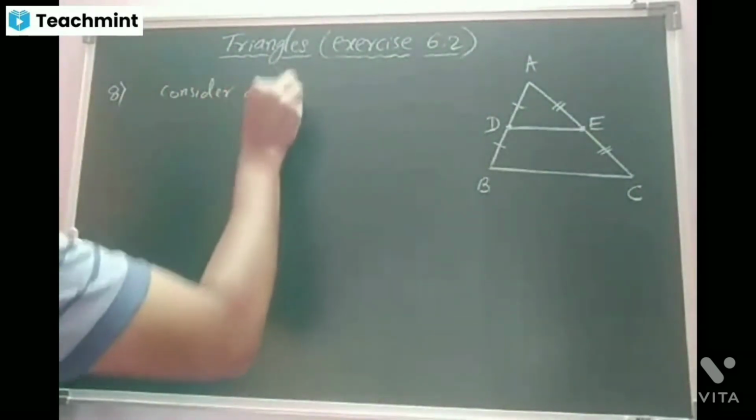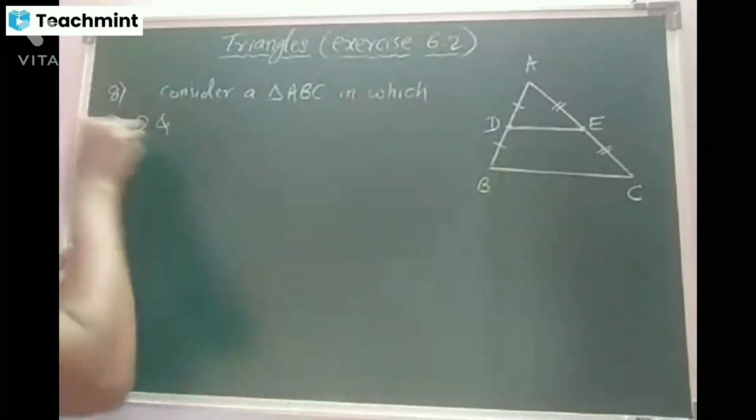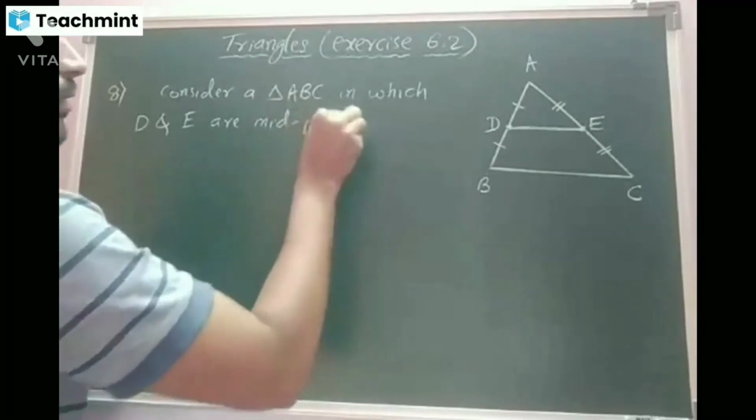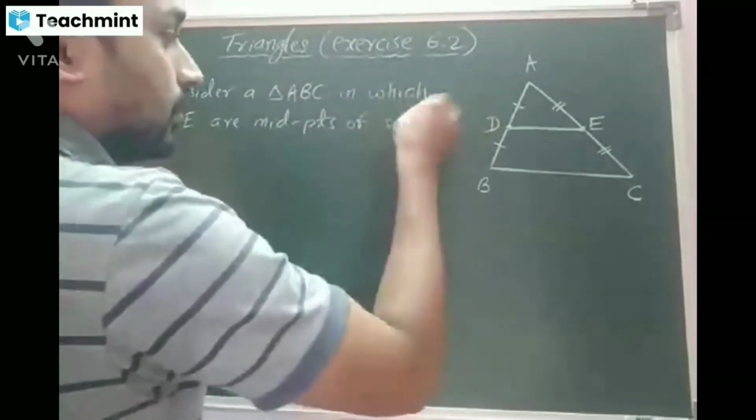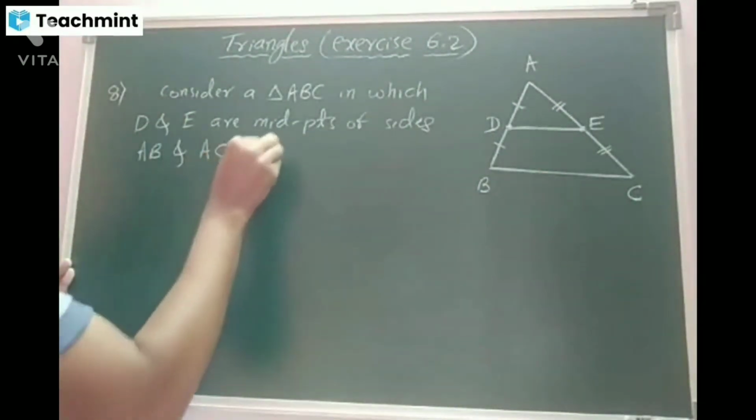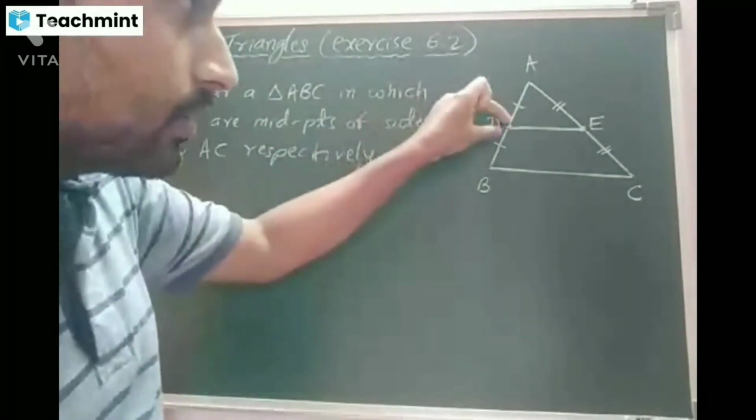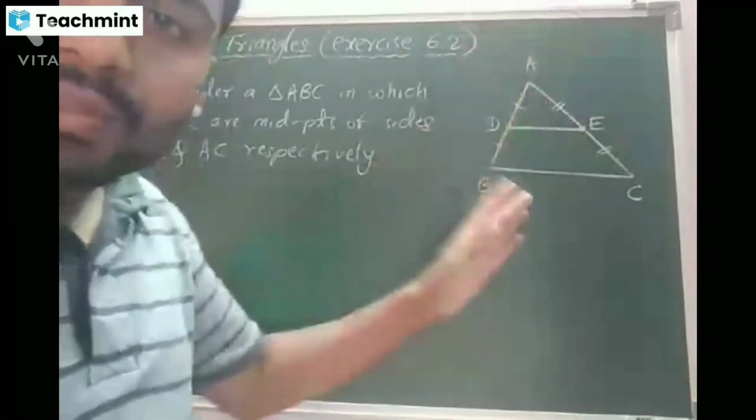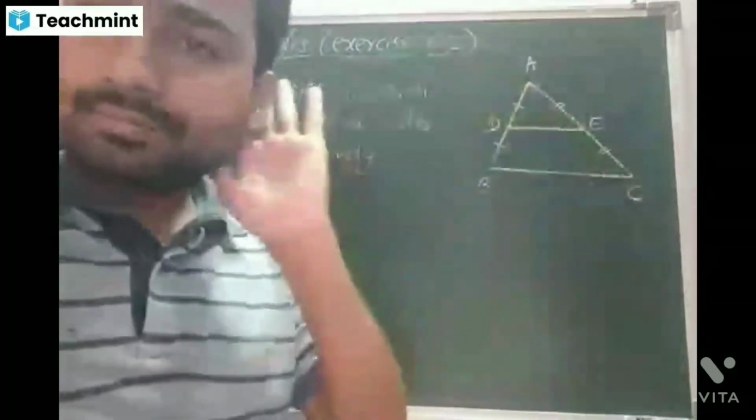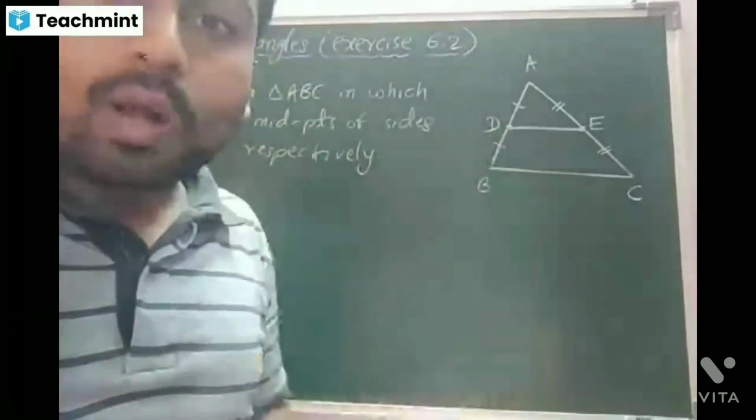Consider a triangle ABC in which D and E are midpoints of sides. What are the sides, beta? AB and AC respectively. This word is important, beta: respectively. What I mean to say is, this is the midpoint for AB, this is the midpoint for AC. This is according to the statement, beta, because they said in the statement, the line joining the midpoints of two sides. Am I right? Yes, sir. Now, what do we have to prove, beta?